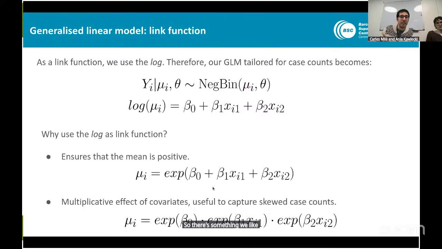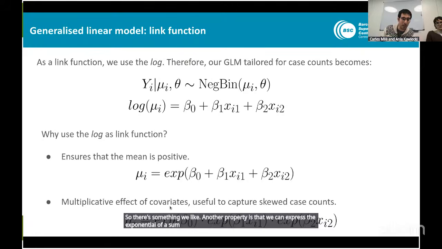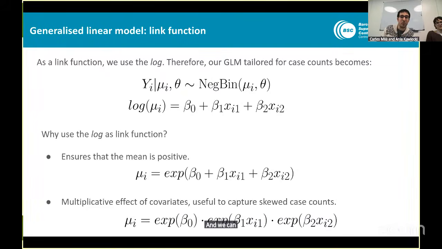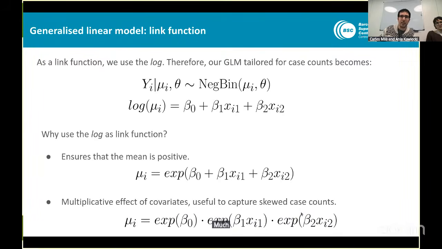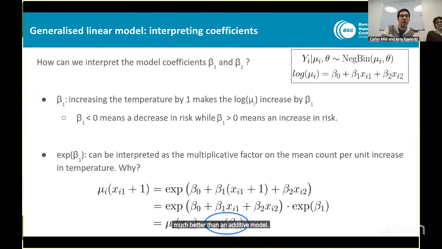Another property is that we can express the exponential of a sum as the product of the different components of the exponential. And we can interpret this as meaning that our effects are not additive anymore. Here, our effects are multiplicative. This is very interesting because in our case, count distributions tend to be skewed and have a long tail. Having multiplicative effects will allow us to capture these tails much better than an additive model. So long story short, we will use the logarithm in most of the cases, if not all.